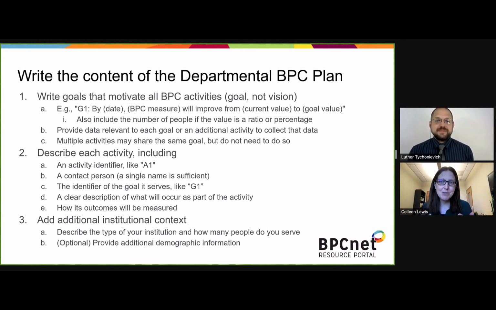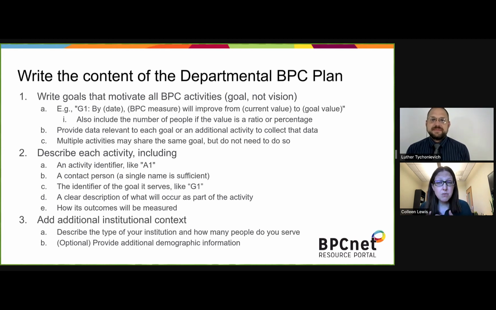So imagine I was saying, by 2023, the retention among Black students from incoming majors to graduation will improve from 80% to 90%. We have a little note to also include the number of people if the value is a ratio or a percentage, because the feasibility of that goal varies if there are 5 Black students in my institution or 500 Black students in my institution. And so include that additional information in there as context.